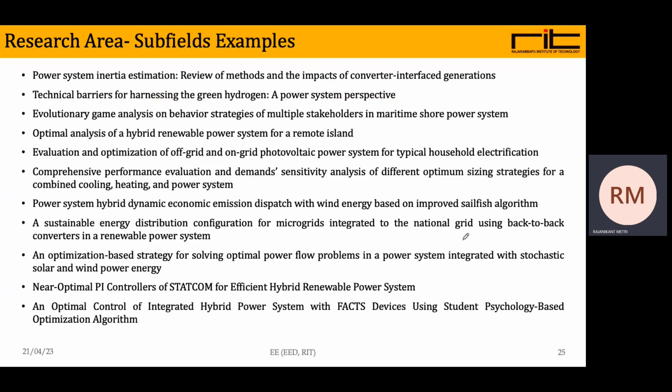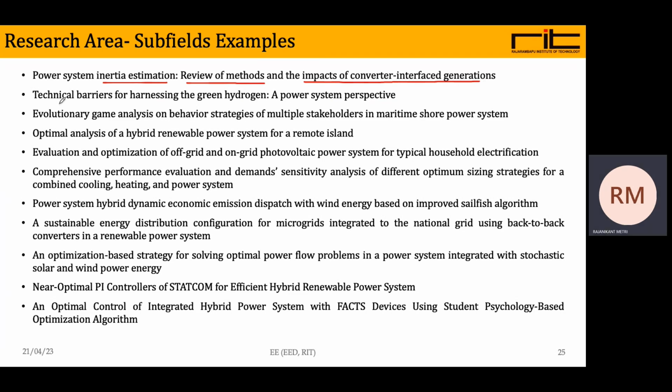So here are some examples in power systems. We'll just read out what kind of problems we can identify, or how we can restrict and limit our research scope. For example, power system inertia estimation. One can review methods and then the impacts of converter interface generation. So this is the problem, power system inertia estimation. For that, a review of methods and then the impact of converter interface generations can be identified.